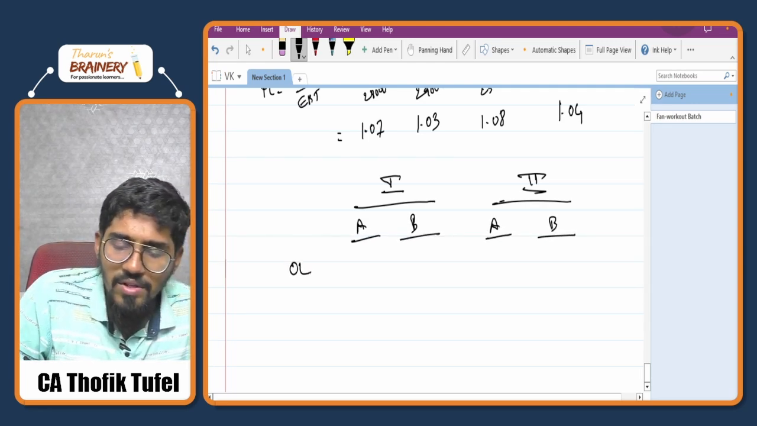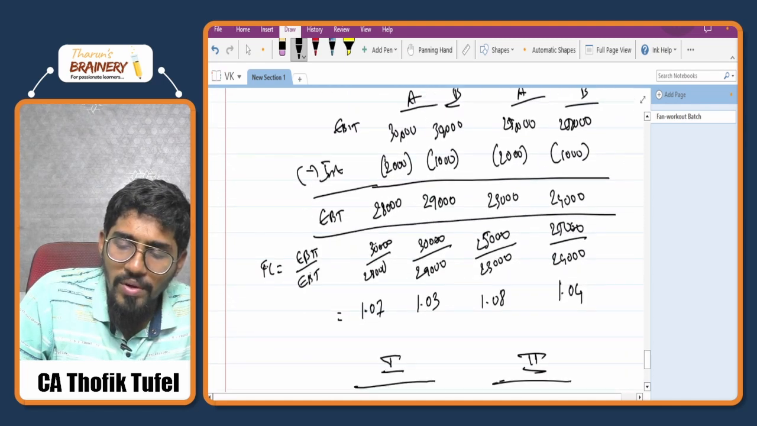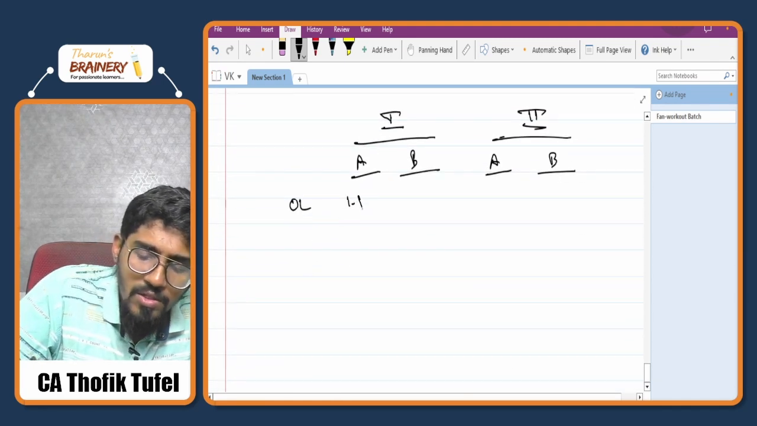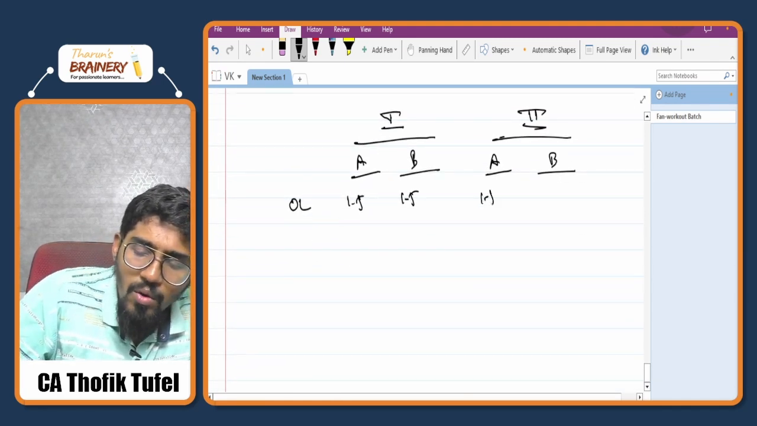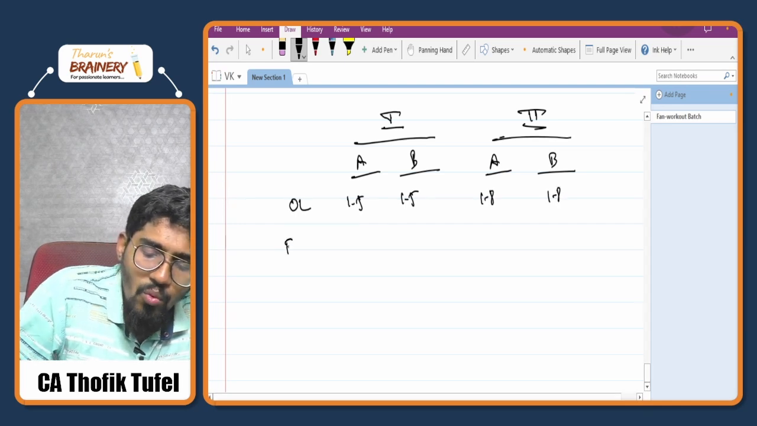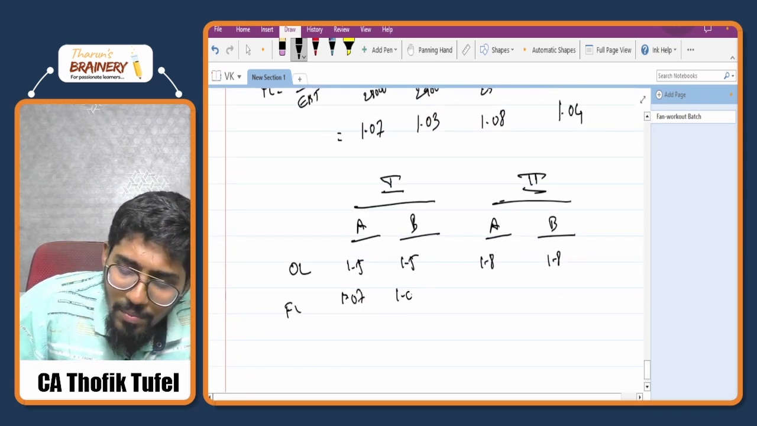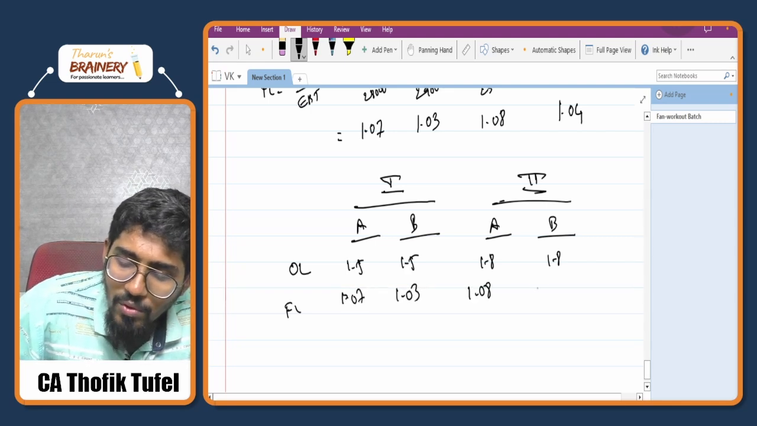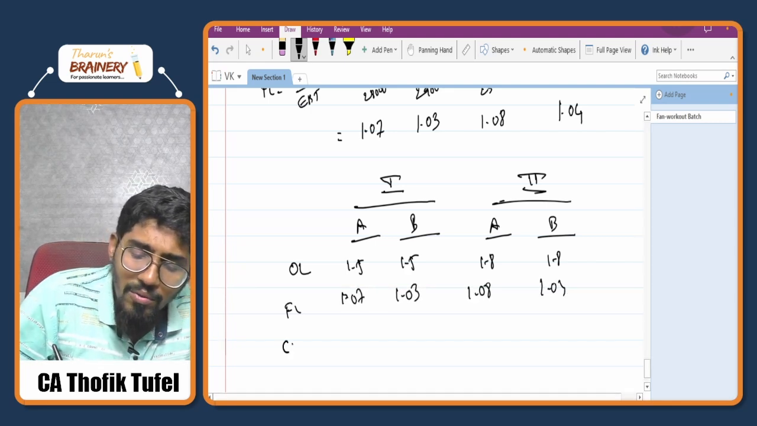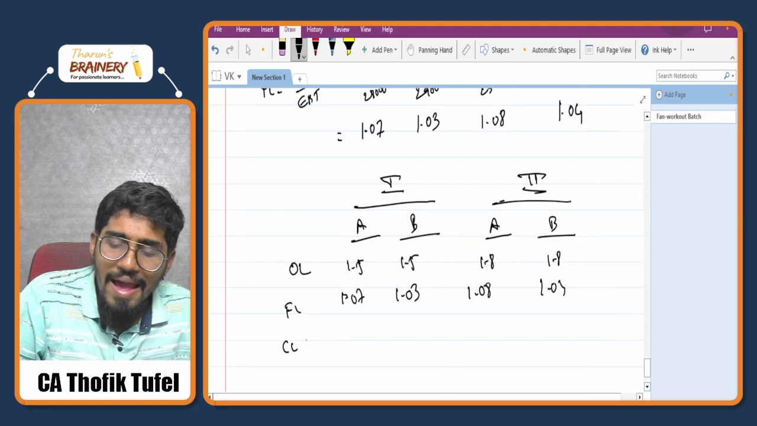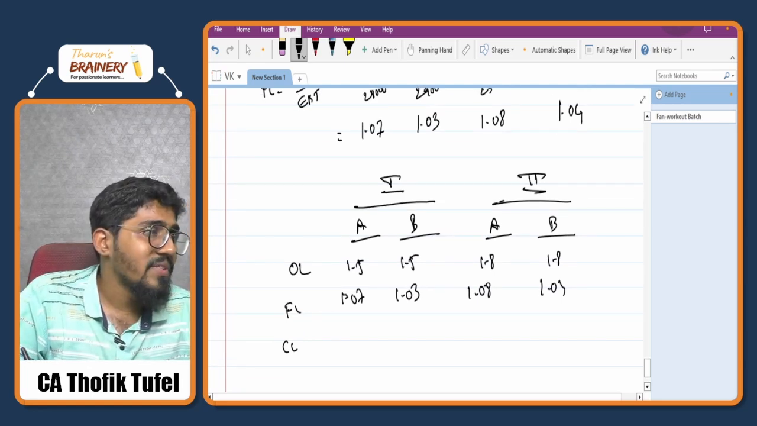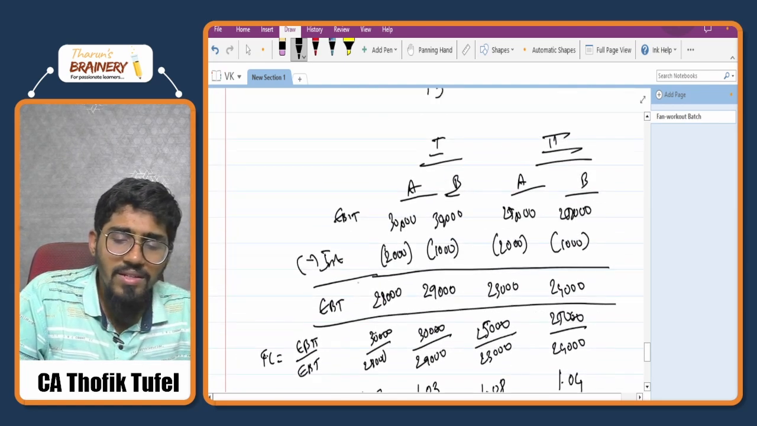First, operating leverage. What is operating leverage for situation 1? 1.5, 1.5, 1.8, 1.8. What is the financial leverage? 1.07, 1.03, 1.08, 1.04. Now combined leverage also we can calculate. Actually we can calculate this into this, and there are chances of a rounding off problem.